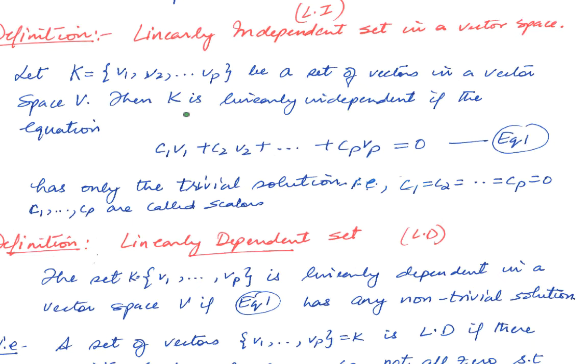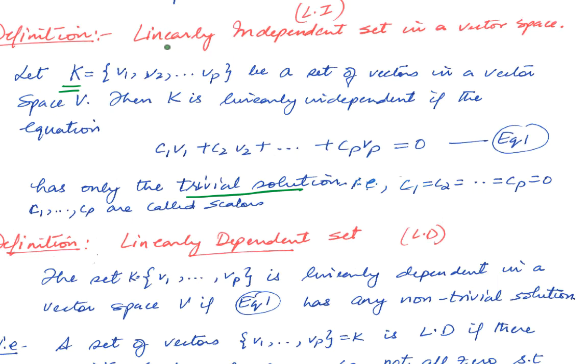If I have a set of vectors coming from the vector space V, and I put them in a set K, then I say K is linearly independent if the equation C1V1 plus C2V2 plus dot dot dot CPVP equals 0 has only the trivial solution. That means the only way this equation will hold is if each of the Ci's is 0. And these Ci's are the scalars, or the coefficients, or the constants, whatever you want to call them.